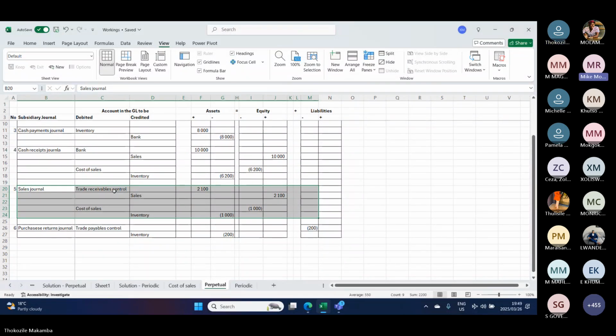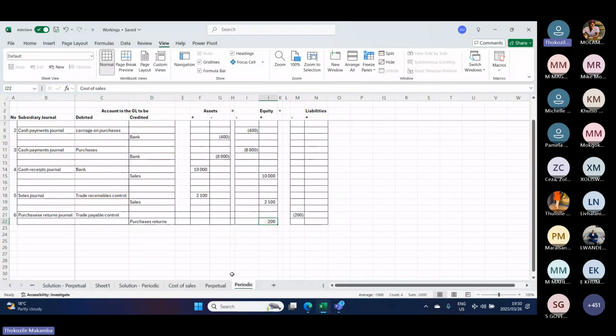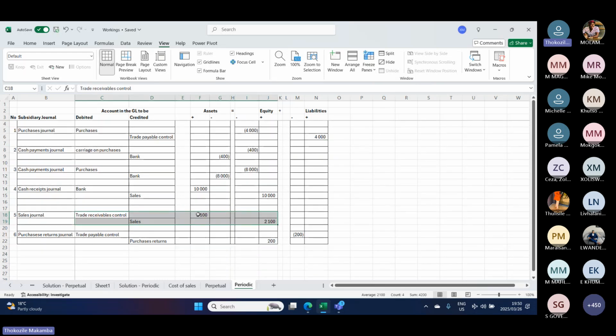Okay. Do you understand the sales part? Because I think that one is straightforward. You made a sale, so you debit trade receivable control, credit sales, and then your trade receivable, an asset, increases by 2.1. Sales is an income, so equity increases by 2.1. You get that part? Yes, it's clear. But now, because we're on the perpetual, every time you sell inventory, you must account for the cost of sale. Remember here, every time we sold inventory, we didn't account for cost of sale. So here we sold, we didn't account for it.